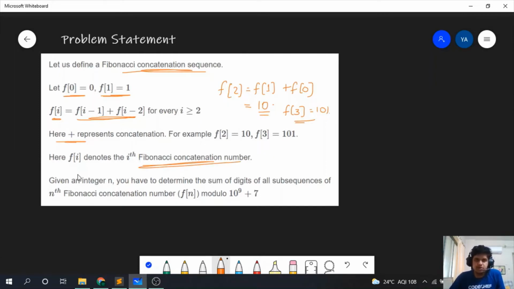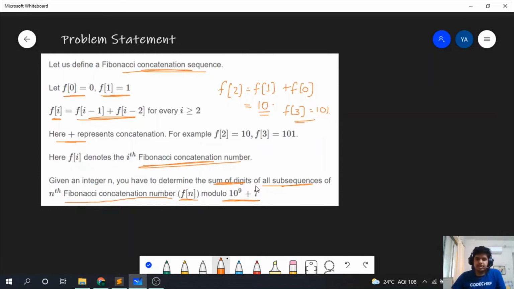So what do we have to do over here? Given an integer n, we have to determine the sum of digits of all subsequences of the nth Fibonacci concatenation number, which is f of n. And since this number will be large, it has to be done modulo 10 to the power 9 plus 7.